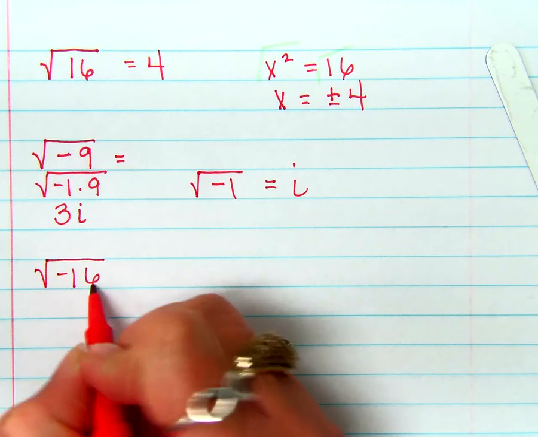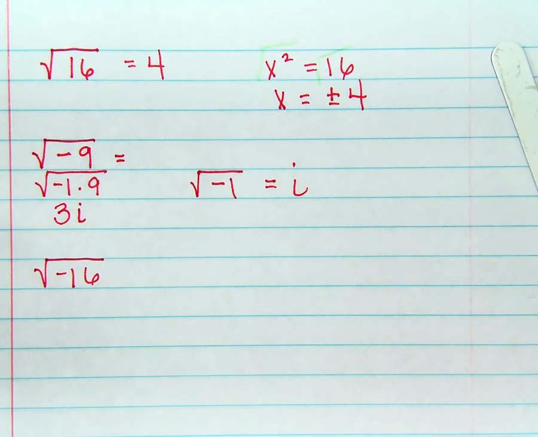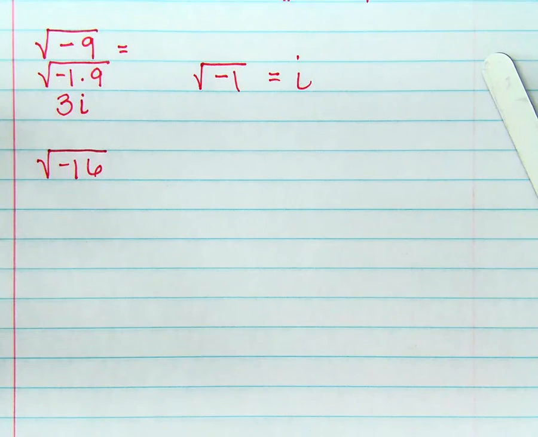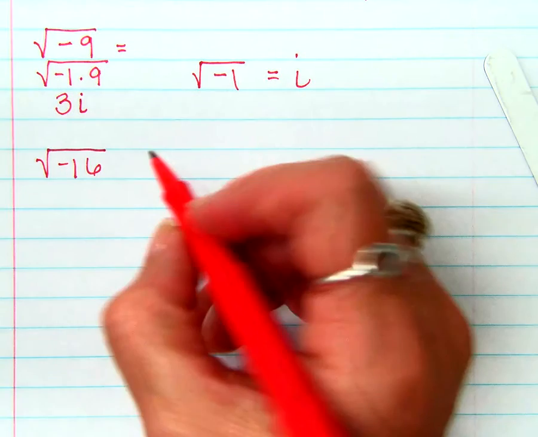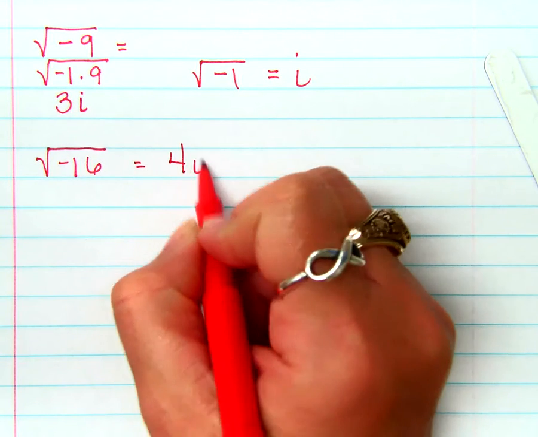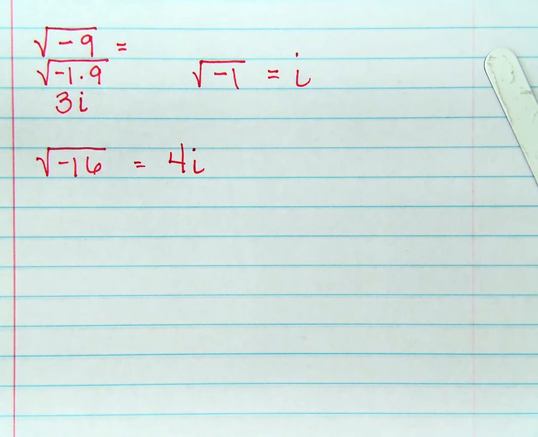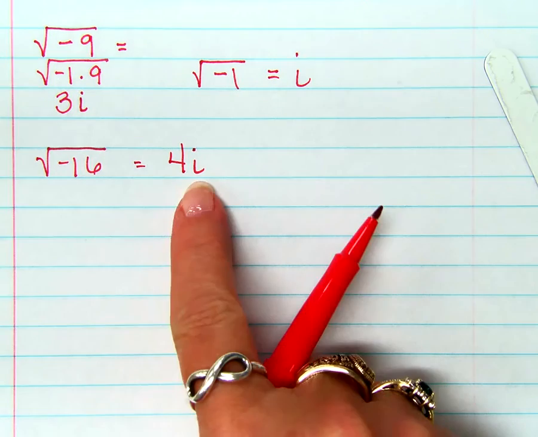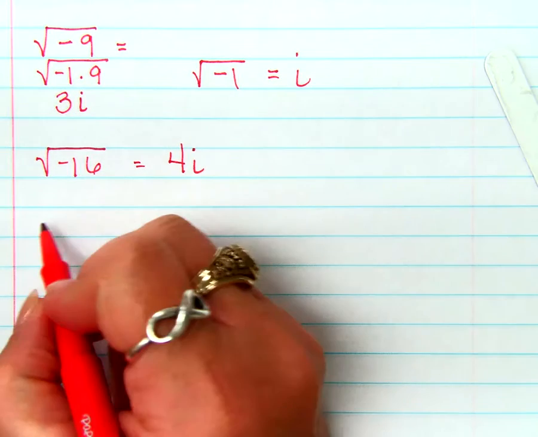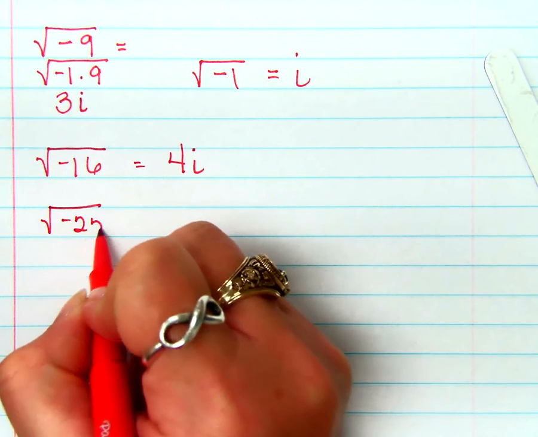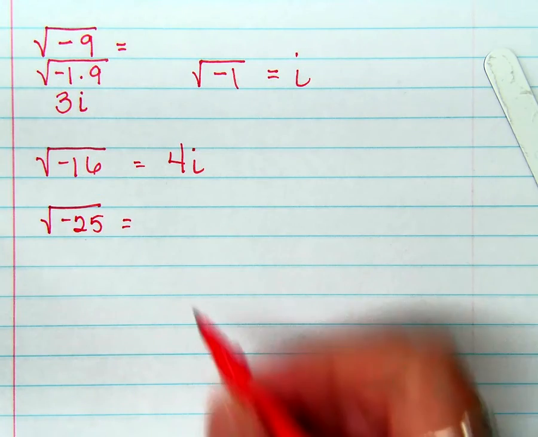So let's see if we can do something like this. What about this? The square root of negative 16. This is my favorite problem. What's the square root of negative 16? 4i. It just brings back memories. That was my nickname when I was growing up. I didn't say it was good memories. I just said it was memories. Right? Okay? So, 4i. Yes? So what about this? Square root of negative 25. 5i.